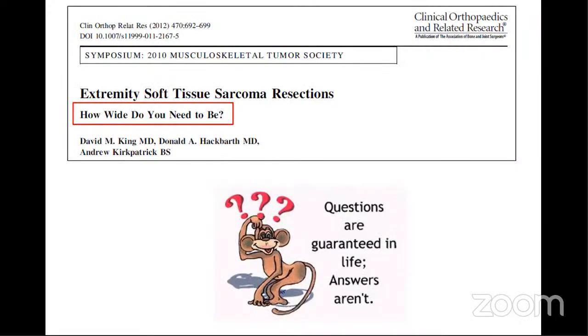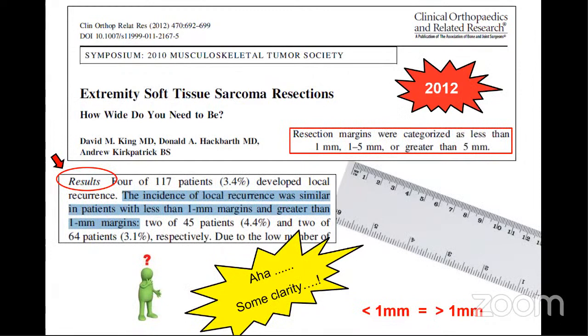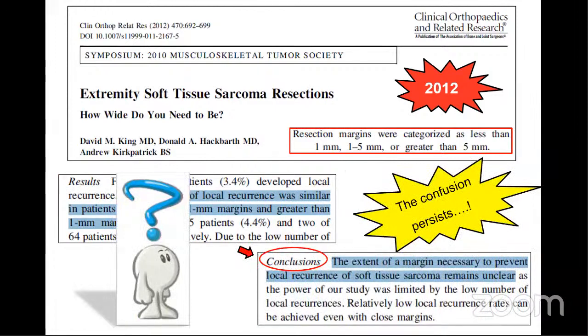So this has been a problem for quite some time. In fact, this is a paper now more than a decade old where they asked how wide you need to be. And we thought we had clarity because the authors showed that the quantitative value didn't really make a difference. Whether you were less than 1 millimeter or more than 1 millimeter, it did not seem to impact local recurrence. But surprisingly, they themselves concluded that the extent of margin necessary to prevent local recurrence remains unclear because they didn't have adequate numbers.